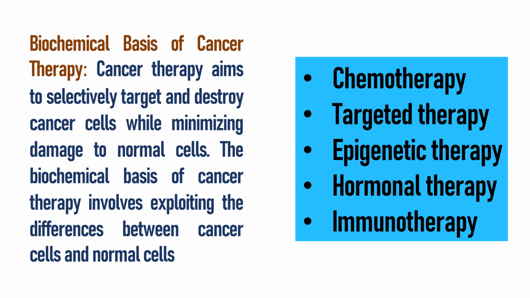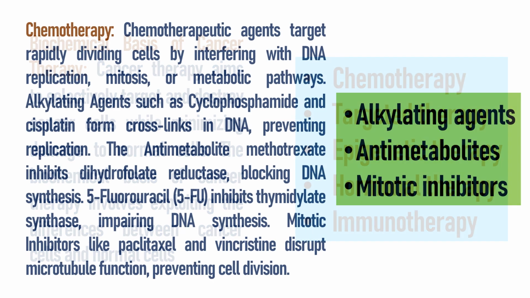Biochemical basis of cancer therapy. Cancer therapy aims to selectively target and destroy cancer cells while minimizing damage to normal cells. The biochemical basis of cancer therapy involves exploiting the differences between cancer cells and normal cells. The various types of therapy available include chemotherapy, targeted therapy, epigenetic therapy, hormonal therapy, and immunotherapy.